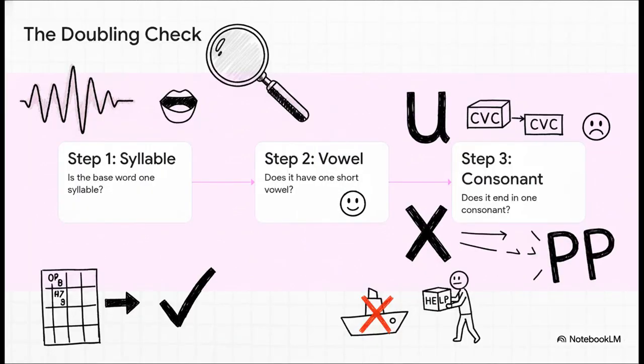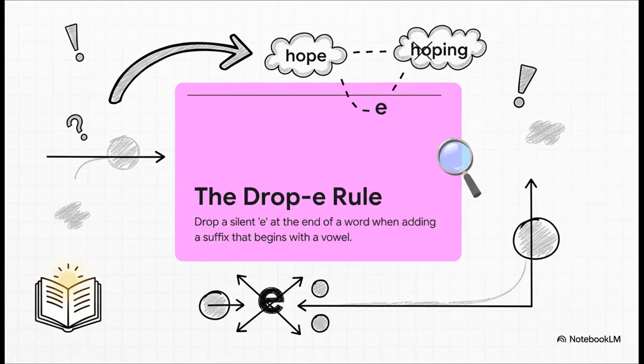So here's the tool. It's just a simple 3-step checklist. If you can answer yes to all 3 questions, you double that consonant. It's not a guess, it's a formula. Hop gets a yes, yes, and yes. Boat fails on step 2. Help fails on step 3. It's that easy.